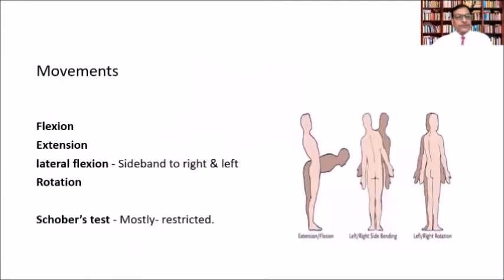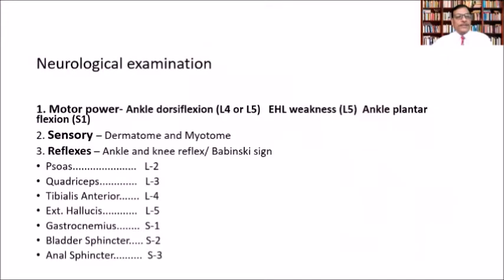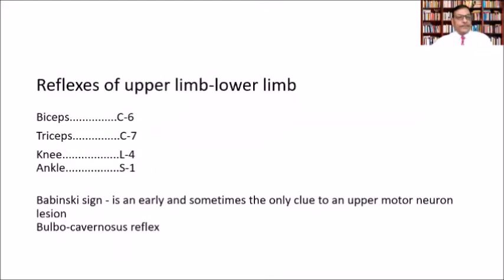The movements: flexion, extension, lateral flexion, rotation, Schober test is to be done. Neurological examination is to be done in a proper manner. The motor power test, sensory and reflexes: psoas L2, quadriceps L3, tibialis anterior L4, like that. Biceps C6, triceps C7, knee L4, ankle S1.